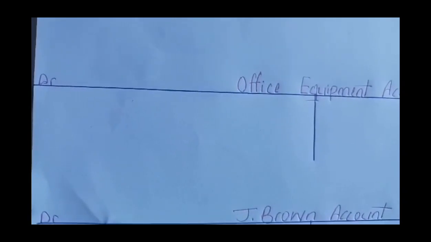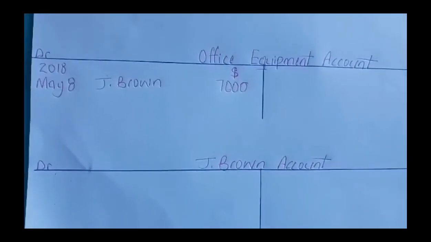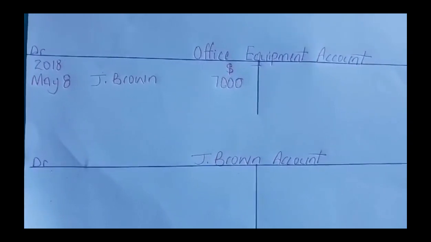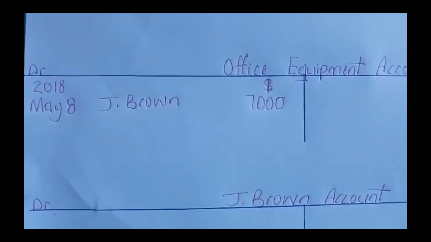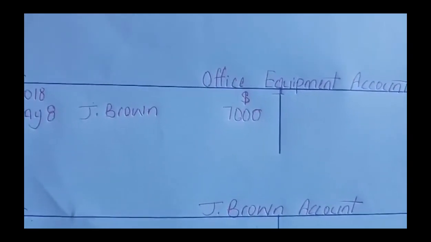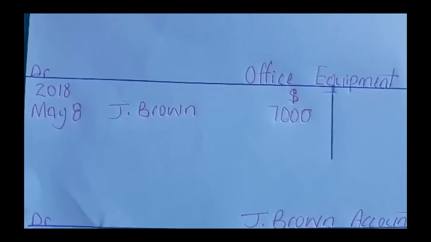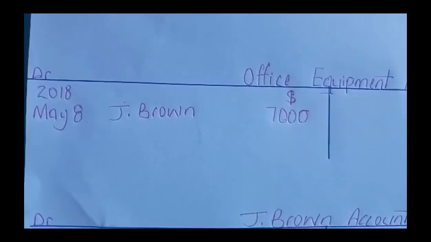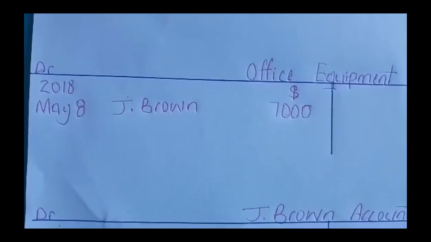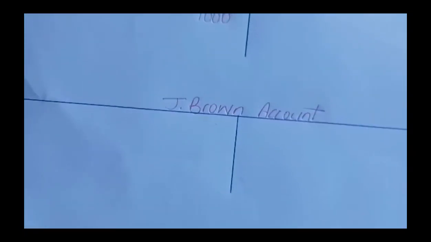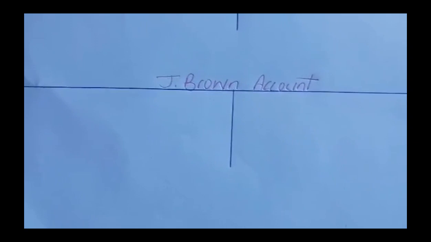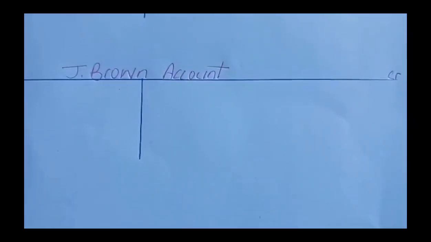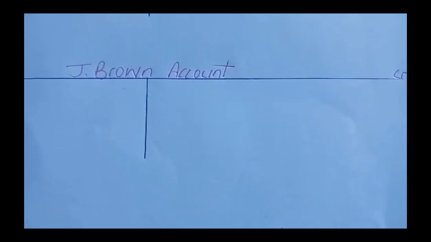So let's do that. So there we have it, our office equipment account. The entry has been correctly recorded. So on May 8, 2018, office equipment is increasing as a result of it being taken from J. Brown, which is our creditor. So now we need to make a credit entry in our liability account to show that our liability is increasing as a result of the office equipment that was taken on credit. So we need to come to the right hand side of J. Brown account and make that entry.